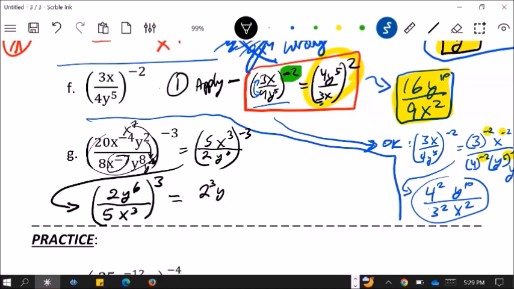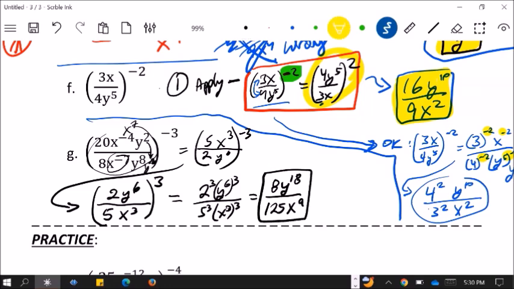2 cubed, y to the 6 cubed, 5 cubed, x cubed. And so that gives us an 8, y to the 18th power. And on the bottom, 5 times 5 times 5 is 125. And we have x to the 9th power. There.